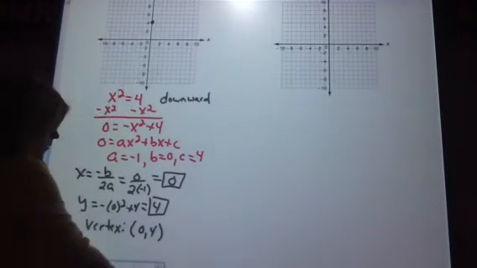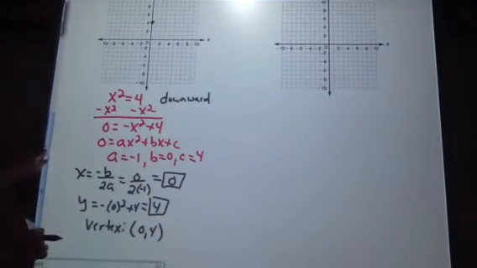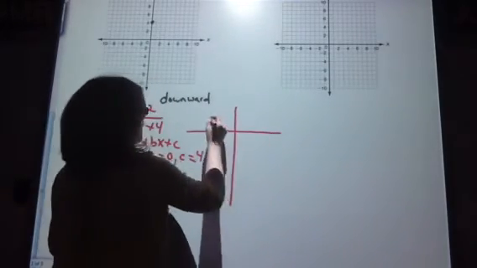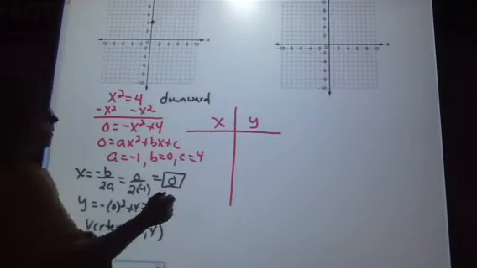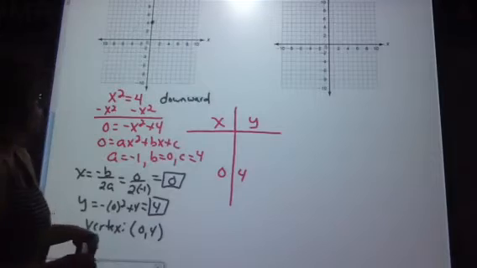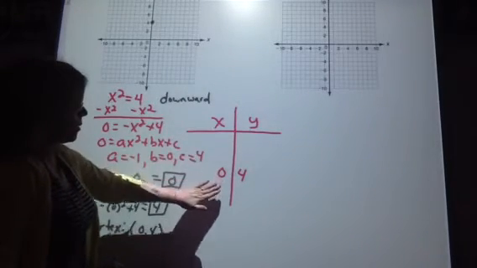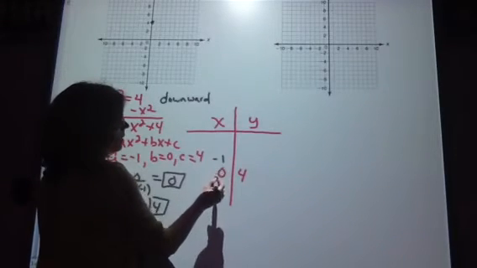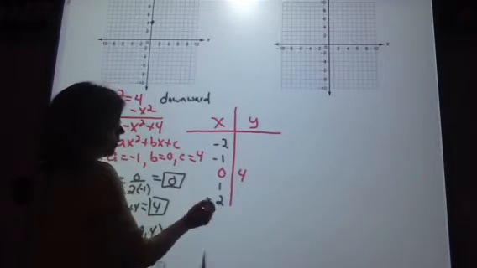So now what we need to do is come up with some more points. Our vertex is (0, 4). I'm going to put that right here in the middle. Let me change to a different color here. All right, so we need 2 points to the left and 2 points to the right. Okay? So to the left of 0 on the number line is -1 and then -2. To the right is 1 and 2.